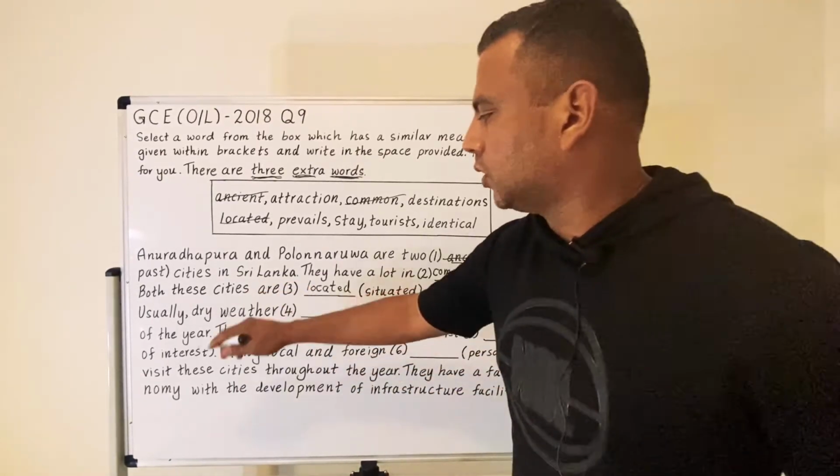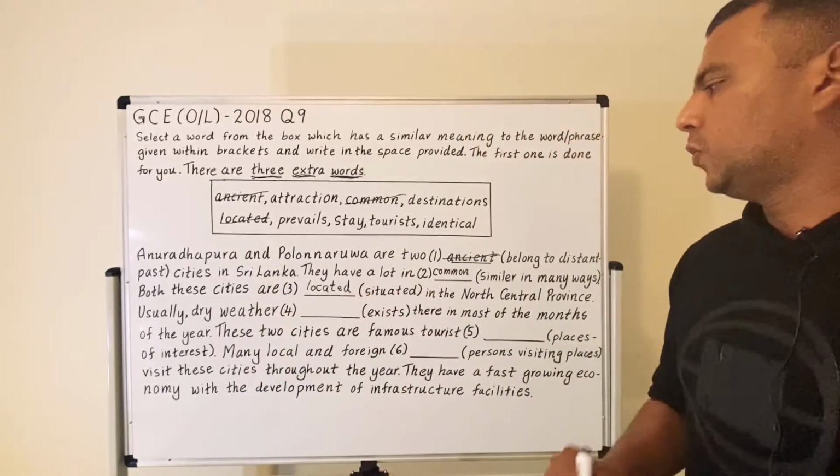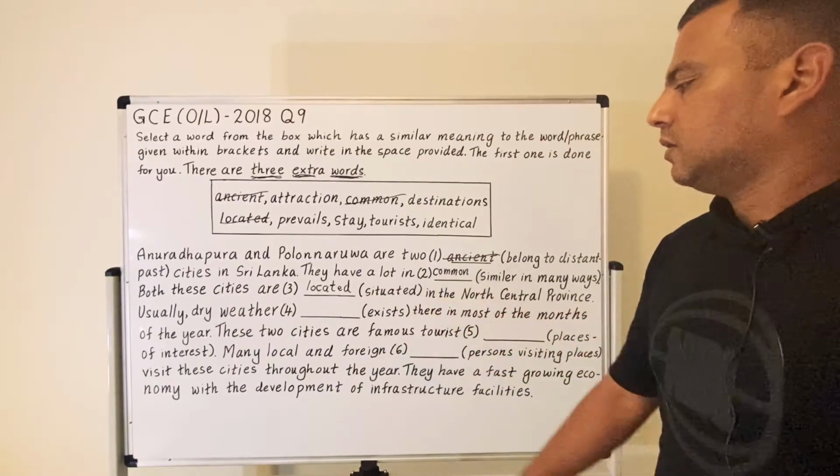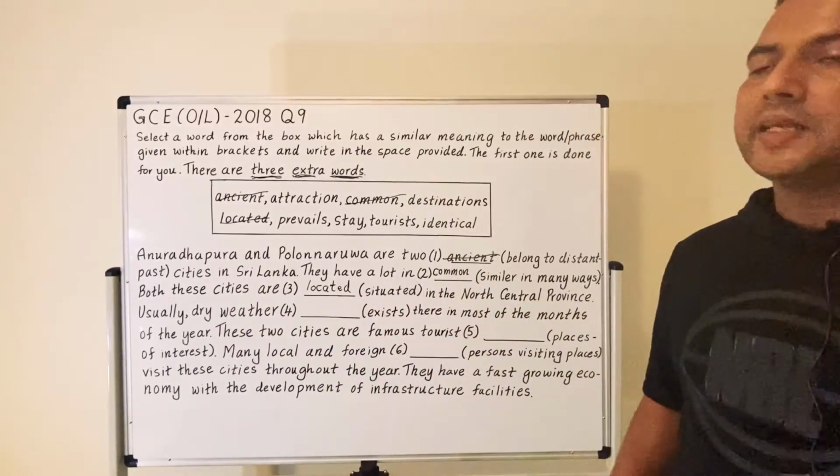So then let's move on to the next one. Usually dry weather. So the blank and within bracket it says exist.